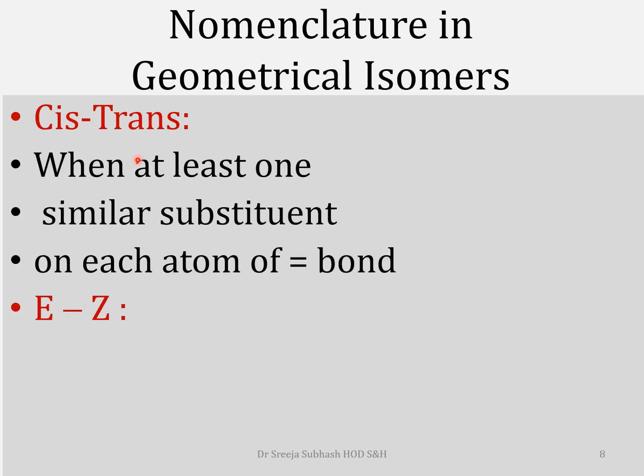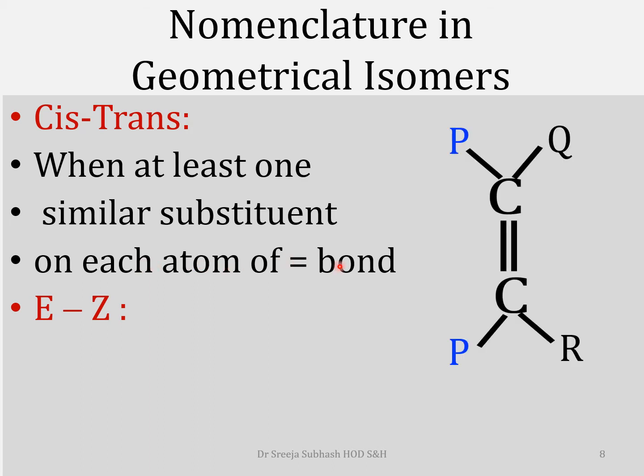In the first case, that is cis-trans, when at least one similar substituent is present on each atom of the double bond, that means the doubly bonded atoms are here. On each atom, at least one substituent has to be the same. The other one also can be the same or it can be different. It can be Q and Q here, it can be R and R here, but at least one should be the same. Then it is cis-trans. Both the similar substituents on the same side of the double bond, it is a cis. And if the similar substituents are on either side of the double bond, then it is a trans. We will be seeing that in the coming slides.